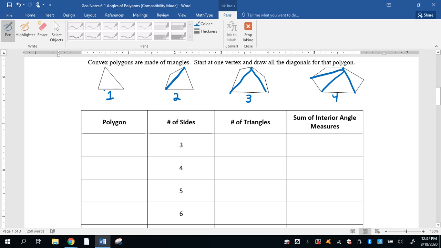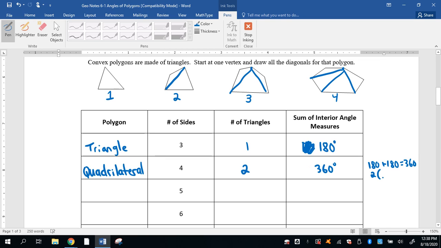If you have a three-sided object, that's called a triangle. The number of triangles is 1, and we know by the triangle angle sum theorem that the sum of the measures of a triangle is 180 degrees. If you have a four-sided object, that's called a quadrilateral, and the number of triangles is 2, so the sum of the interior angle measures would be 180 plus 180, which is 360. Or you could think of it as two of those 180s.